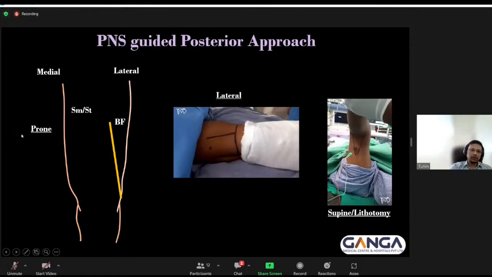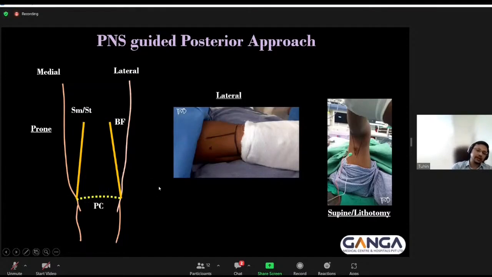So the biceps tendon on the lateral side and the semimembranosus or semitendinosus tendon on the medial side are identified. One thing to be noted here, these two tendons never meet. It never meets here, not close to this popliteal fossa. So they are separated. This is also known as the intertendinous approach.